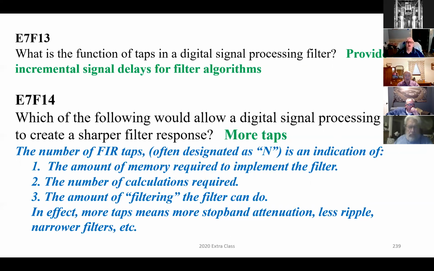The number of FIR taps, often designated as N, is an indication of the amount of memory required to implement the filter, the number of calculations required, and the amount of filtering the filter can do. In effect, more taps means more stop band attenuation, less ripple, narrower filters, etc.